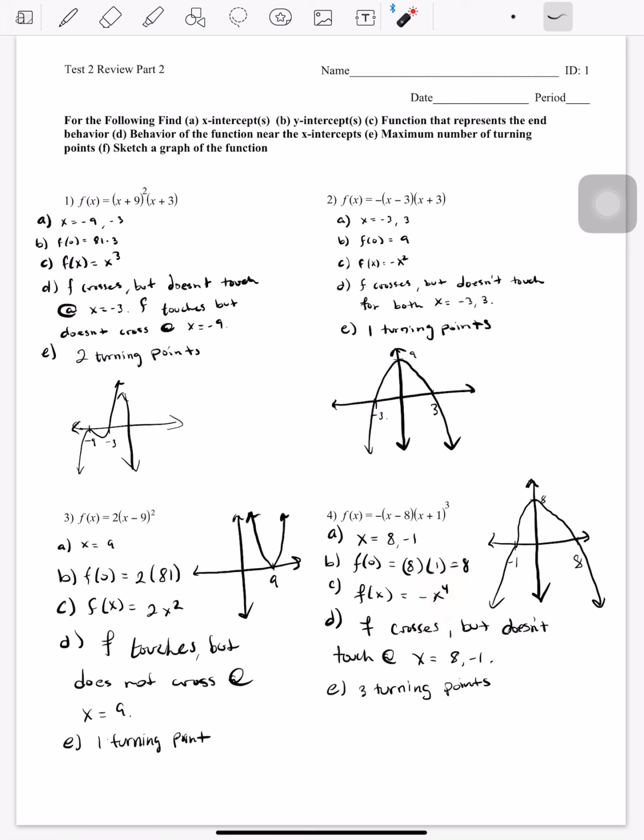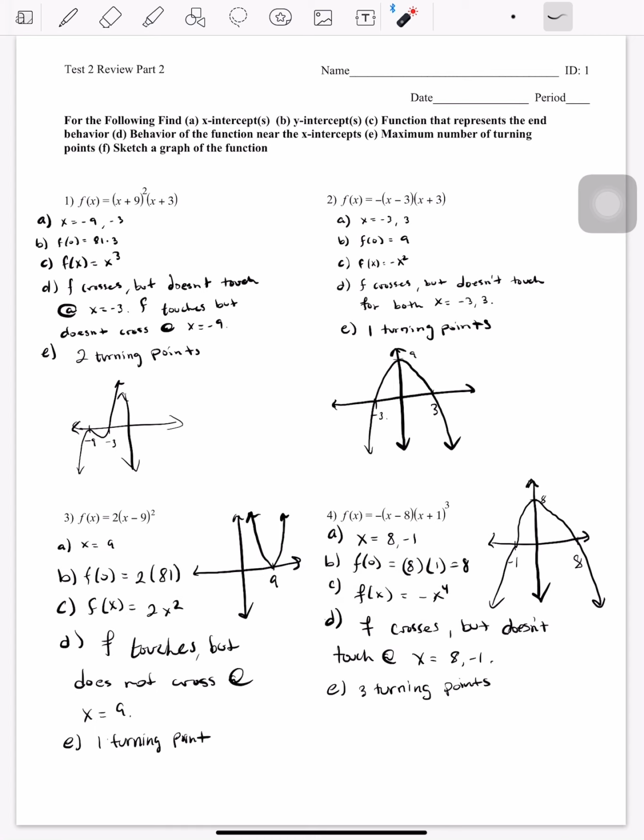Now, if you worked it all out, you'll realize that this part right here tells you this is the leading coefficient and it's -1. So at the end of the day, the function that represents this number 4 is -x to the 4th power, okay?